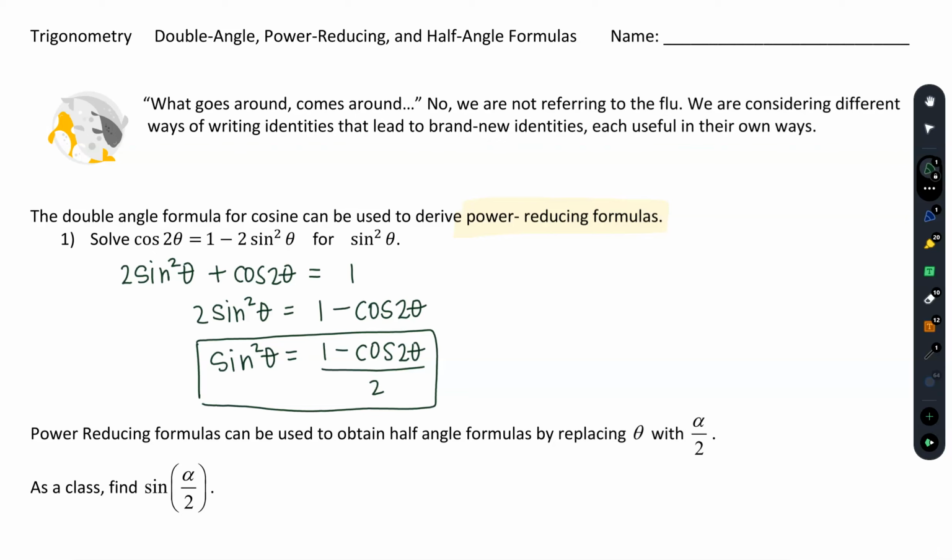So sometimes in calculus, they ask you to go from something that is squared down to something that does not have a square term in it. Okay. All right, so we just took something and made something else, right? Now the power reducing formula can also be used to find your half angle formulas. Your half angle formulas are used when you replace your theta with alpha over 2.